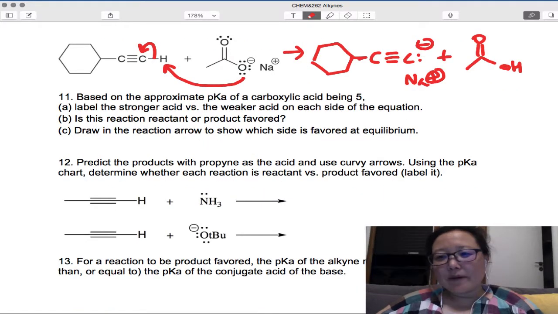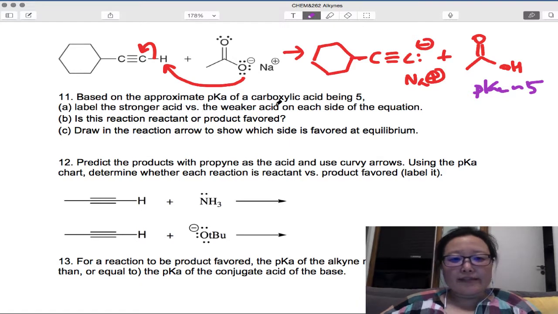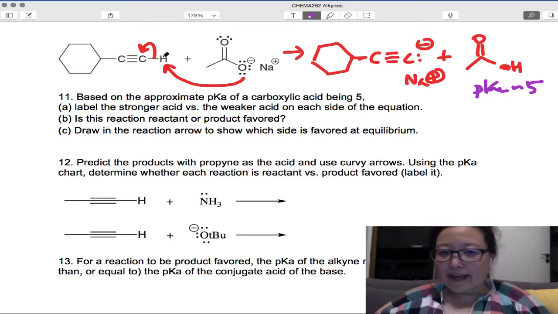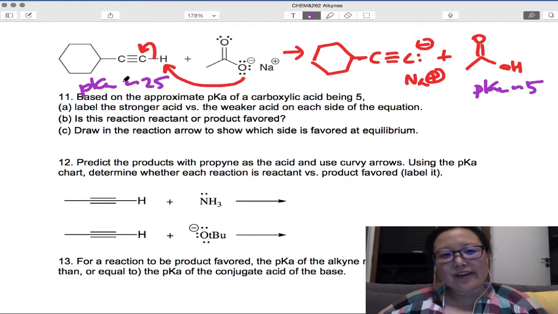So now let's take a moment and answer some of these questions to help us understand what's going on. Based on the approximate pKa of a carboxylic acid, so here's my carboxylic acid, pKa is about 5. Label the stronger acid versus the weaker acid on each side of the equation. So here's my acid on one side and my acid on the other side is here. Do you guys remember the pKa value for alkynes in general? It's about 25. So who's my stronger acid? It's going to be my carboxylic acid.